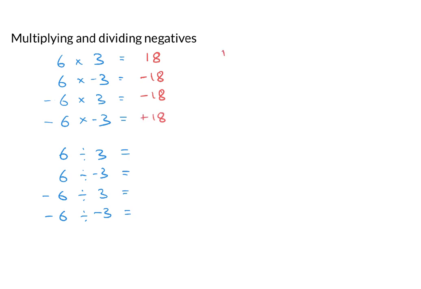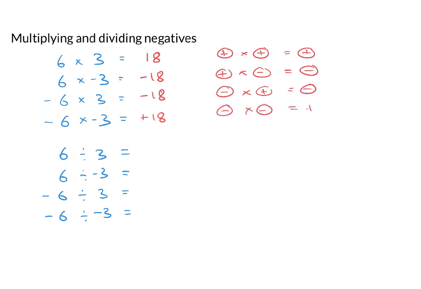So what we've done here is we had a positive multiplied by a positive, giving us a positive answer. A positive multiplied by a negative, giving us a negative answer. A negative multiplied by a positive, giving us a negative answer. And a negative multiplied by a negative gives us a positive answer. Division works in exactly the same way with the signs.